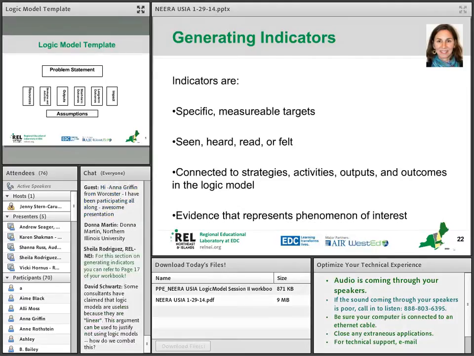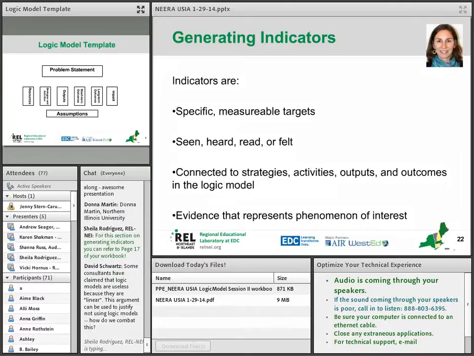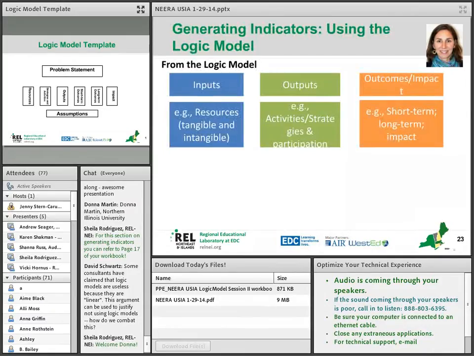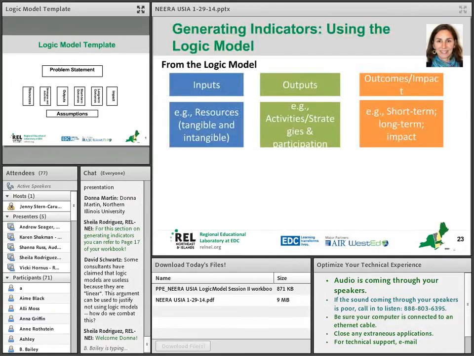They're derived from that section of the logic model, and we'll walk you through that. But really the thing to remember is that the indicators are the tangible evidence that represent the phenomenon of interest, that is the outcome or the impact that we see in our logic model. So let's walk you through that a little bit. Let's look at how we can use the logic model as our starting point from which to build these tangible, measurable indicators of the success of our program or policy.